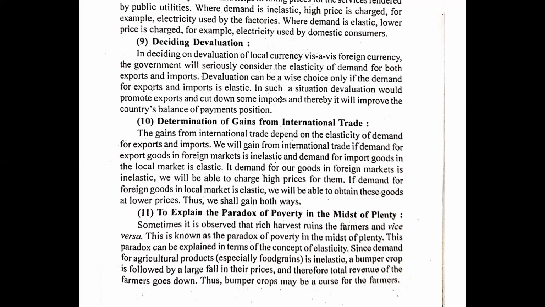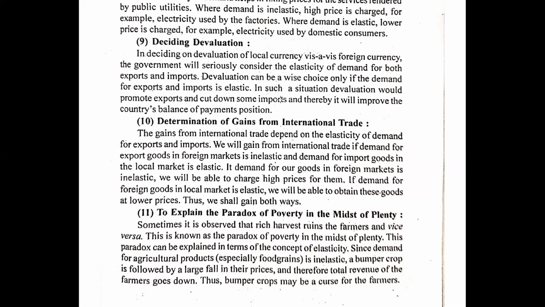But by devaluing our currency, for example, our government has devalued our currency, and now $1 is equal to 100 rupees. Then they will get 100 rupees of product for $1. Before the devaluation, they would get only 70 rupees of product for $1, but after devaluation of the currency, they will get 100 rupees of product for $1.